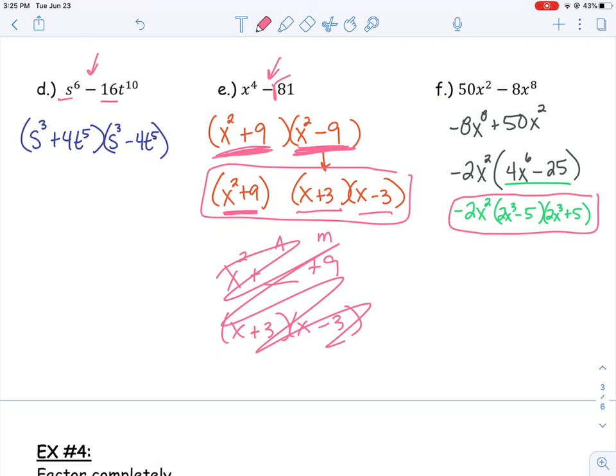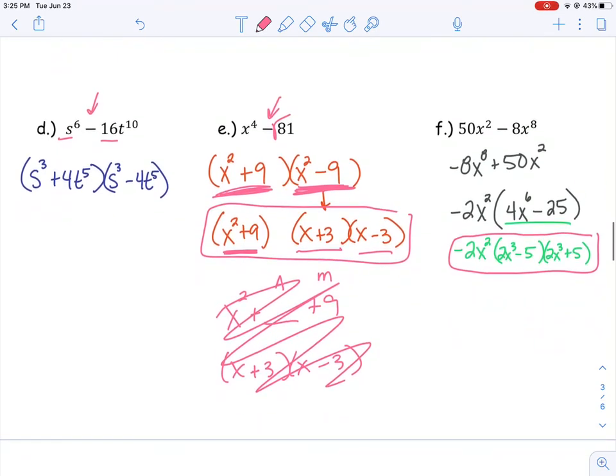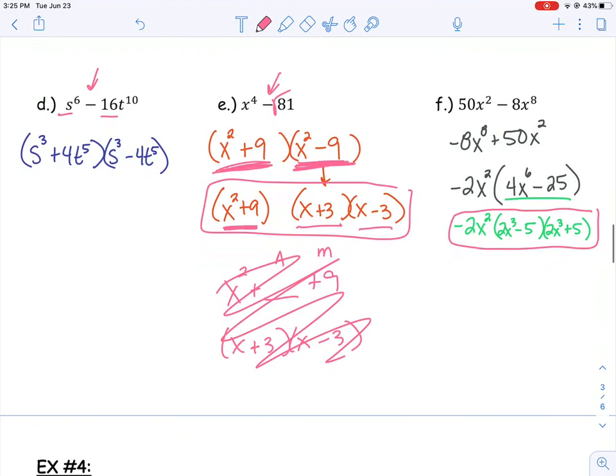All right, make sure that you practice your difference of squares because we're going to add to it in a little bit. And then we even have to throw in one more factoring technique of cubes. And we have sum of cubes and difference of cubes.